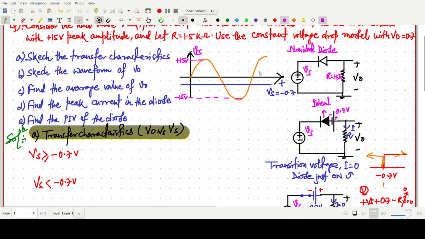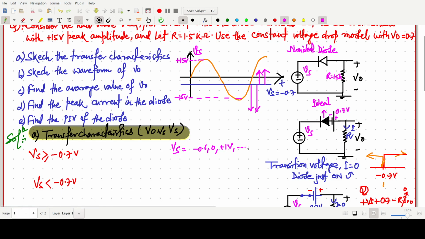We have to decide whether above this line the diode will be on or off, and below this line whether the diode will be on or off. For example, if I say Vs is greater than or equal to minus 0.7, meaning above this line, then Vs may be either minus 0.6, 0, or even plus 1 volt.